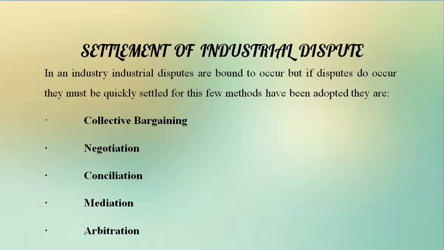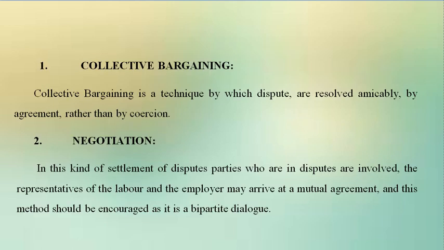First is collective bargaining, then we've got negotiation, conciliation, mediation, and arbitration. First, let's discuss what is collective bargaining. Collective bargaining is nothing but a technique by which disputes are resolved amicably by agreement rather than by coercion. Here, power is not exercised, but it's through an agreement between the two disputing parties, between the workers and the management.